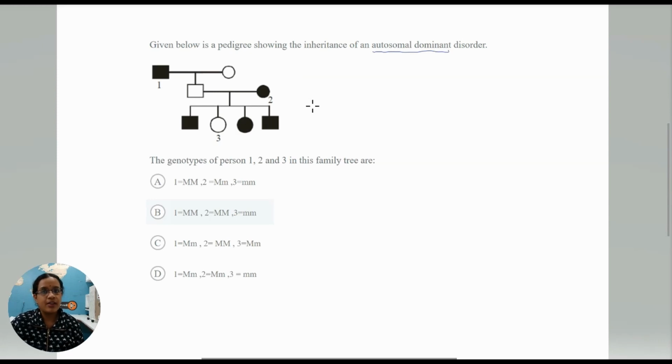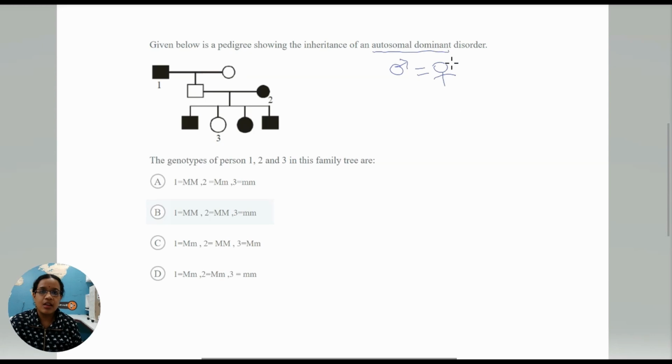Now, solving pedigrees during examinations is time consuming. So to avoid that, we need to take a few hints from the question itself. Like it mentions here that it is an autosomal dominant disorder. Autosomal means the disease is expressed equally in both males and females. And it's a dominant disorder, which means the presence of a single dominant allele is enough for the disease to be expressed. Say, polydactyly or presence of freckles. These are all autosomal dominant disorders.